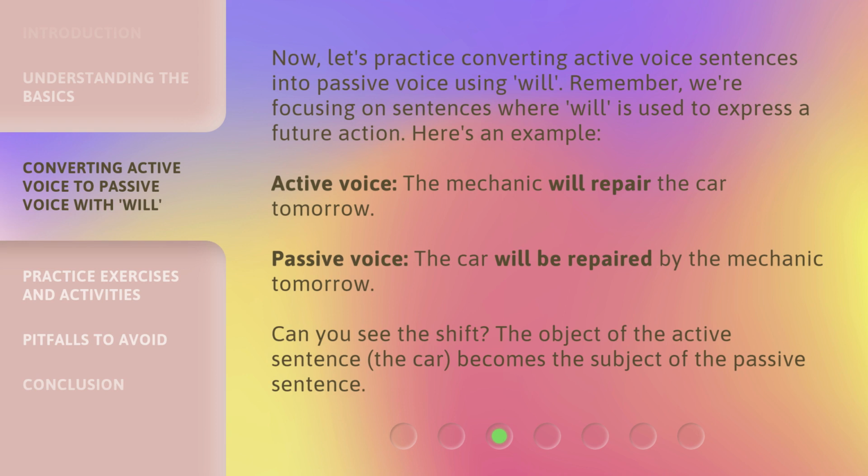Now, let's practice converting active voice sentences into passive voice using will. Remember, we're focusing on sentences where will is used to express a future action. Here's an example. Active voice: The mechanic will repair the car tomorrow. Passive voice: The car will be repaired by the mechanic tomorrow. Can you see the shift? The object of the active sentence, the car, becomes the subject of the passive sentence.